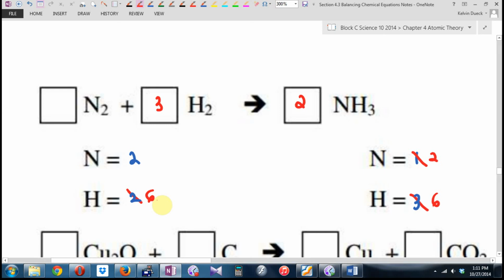It turns out the balanced equation, if you want to combine nitrogen and hydrogen to form NH3, you need one N2 molecule plus 3 H2 molecules to get 2 NH3 molecules. Or if I said it in English, 1 dinitrogen plus 3 dihydrogens gives 2 nitrogen trihydride, because it's covalent.